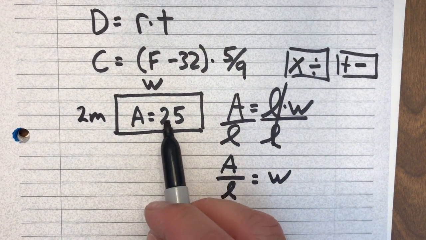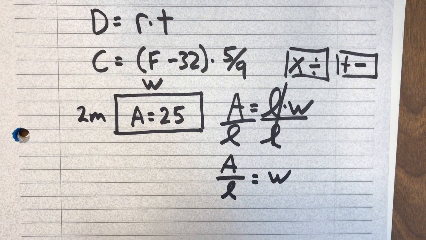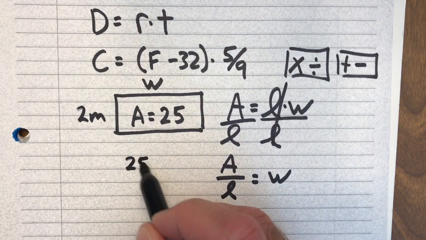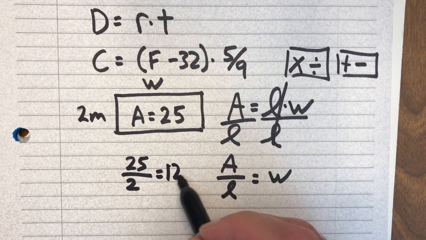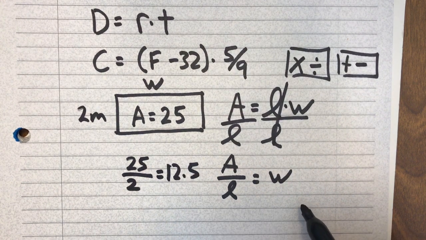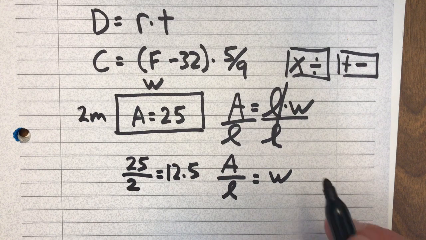So all we have to do is take the 25 divided by 2, because that's our area, and that will give us our width, so 12.5. Okay, not a super complicated problem. We can try one that's a little bit more difficult, something to do with temperature.